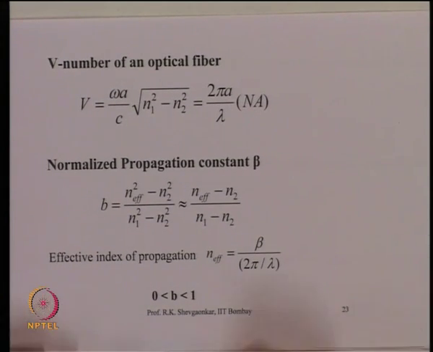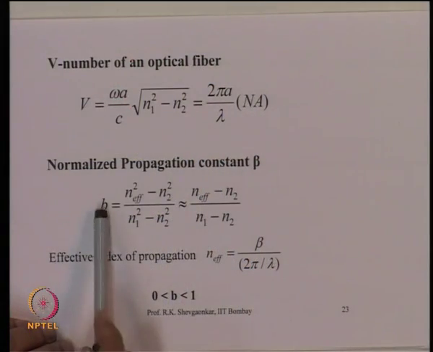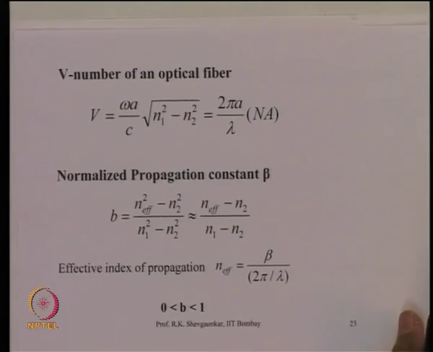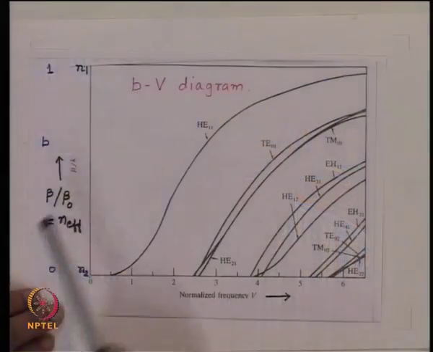Then we found that there is a limit on the propagation constant, that is beta 2 and beta 1, or if we define what is called the effective modal index, then the modal index lies between the refractive index N2 and N1. So, we could define this quantity, what is called the normalized propagation constant, where this parameter B lies between 0 and 1. And then we got the relation between B and V, or beta and the V number, and we got this diagram, what is called the BV diagram of an optical fiber.